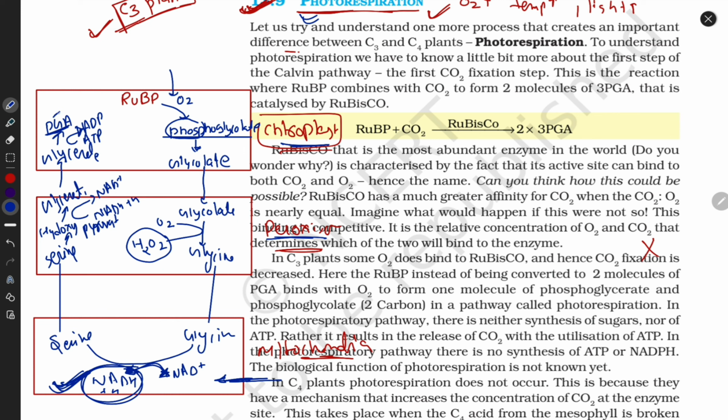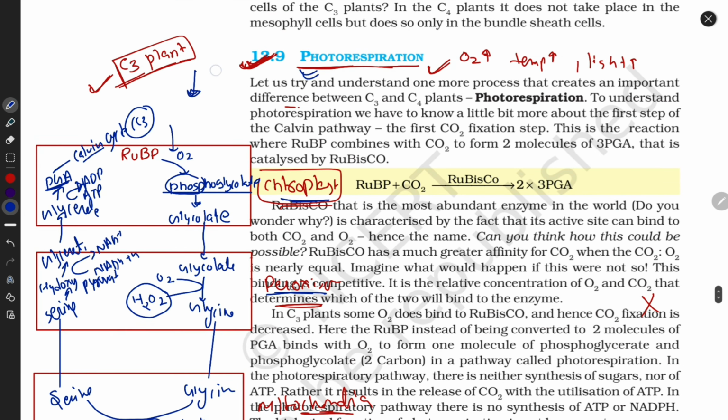And now this PGA goes into the Calvin cycle. This is the C3 cycle. So guys, I know this is a loss for the plant, but sometimes this reaction also provides energy. That's why C3 plants do this. So that's all for photorespiration, guys.